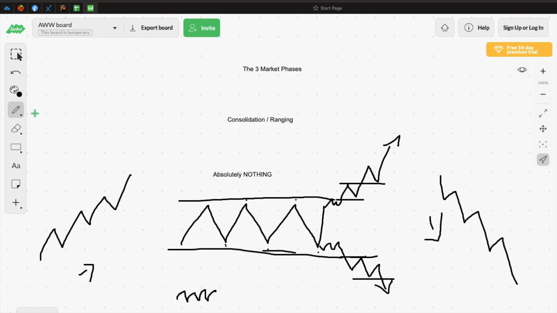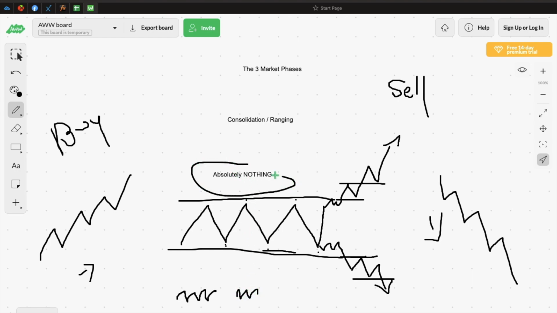And this is very important, right? So when the market is turning up, we're only looking to buy. When the market's going down, we're only looking to sell. And when the market is going sideways, we're only looking to do nothing, all right? So that's just the market phase. All right, let's hop on the charts now so you can actually see what I'm talking about.